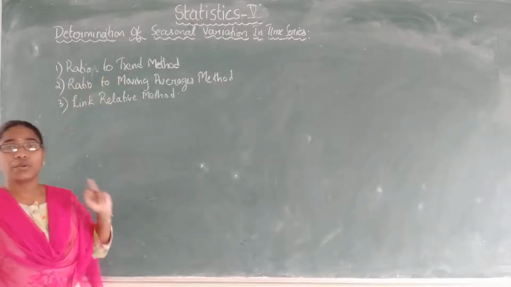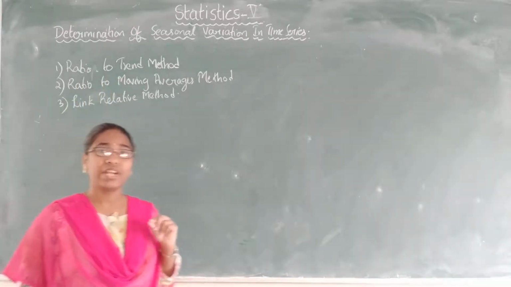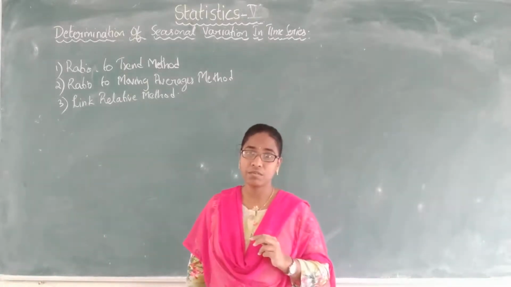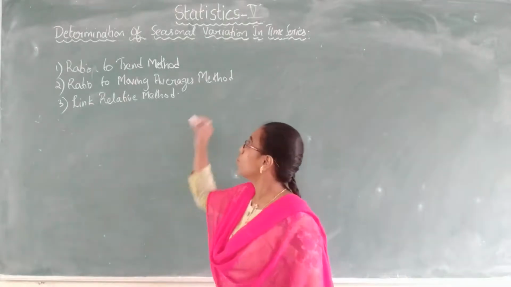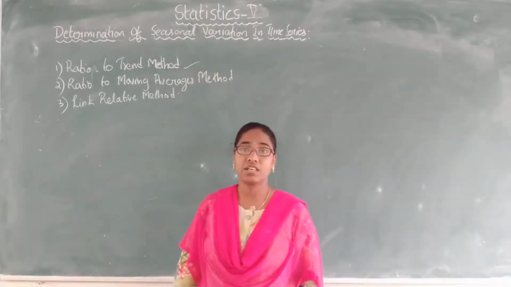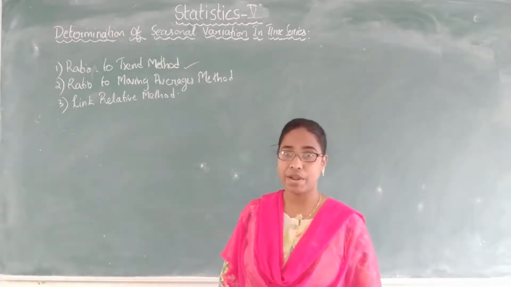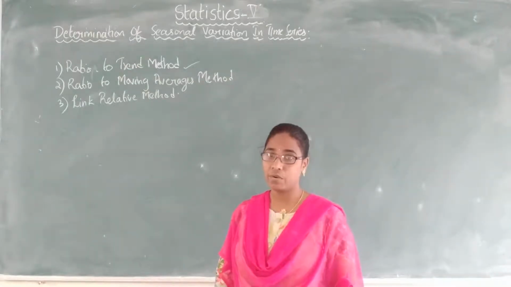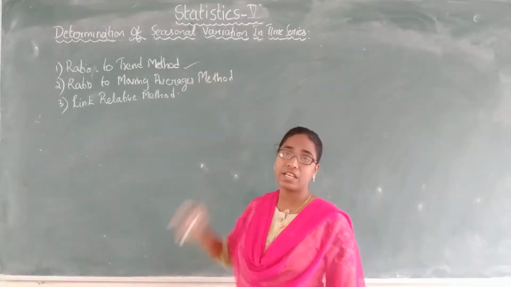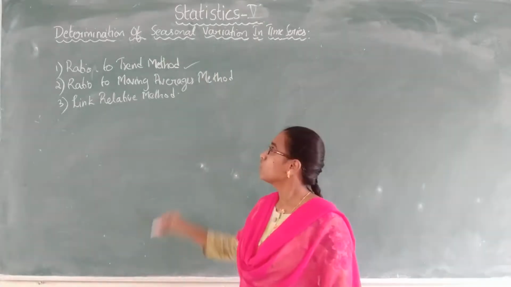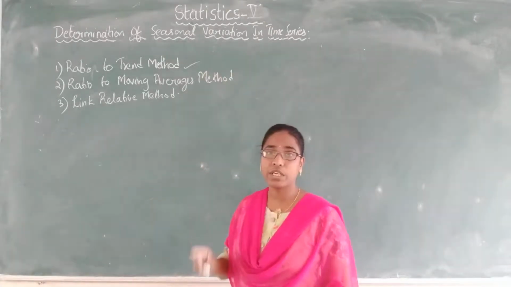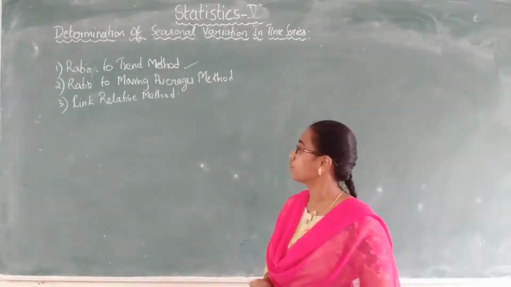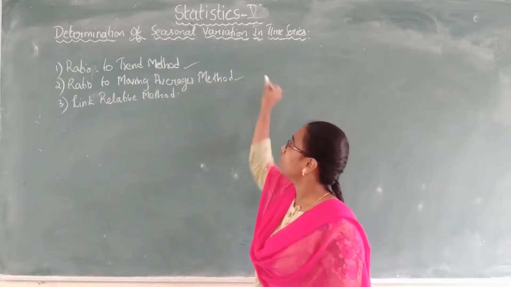In the ratio to trend method, we already have the trend method, right? Determining the trend by using curve fitting or the trend line. It's an extension of curve fitting, that is, the straight line or the parabola. Whatever the curve is, first we will fit that curve, and after eliminating the trend variations, we are going to define the seasonal variations. So before going to the ratio to trend method, you have to be clear with fitting the straight line and parabola.